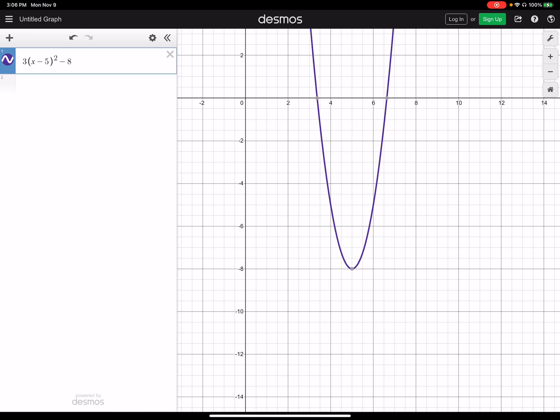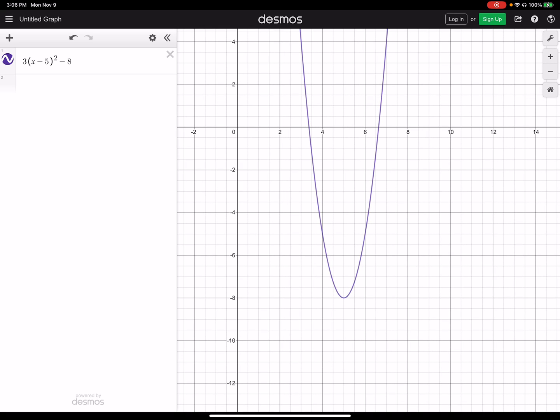You can start to touch the graph here and trace and see, okay, I've got a point down here at the vertex. And then from there, if I go, oh, let me put a point there. Well, you could trace with your finger and you can find other points, like x-intercepts. You can verify that way.